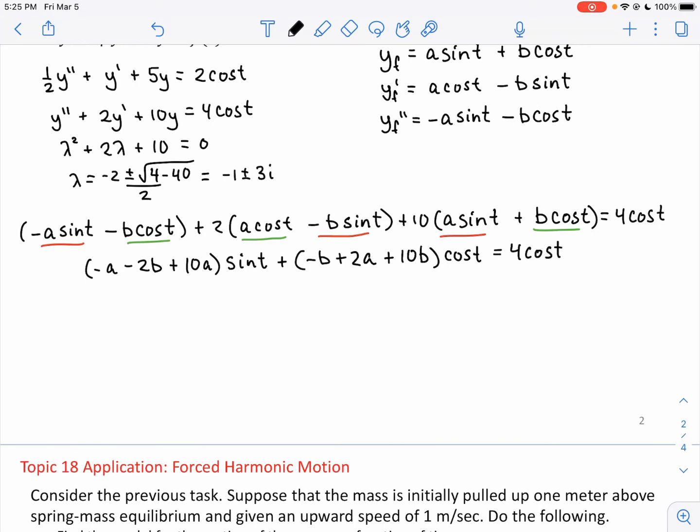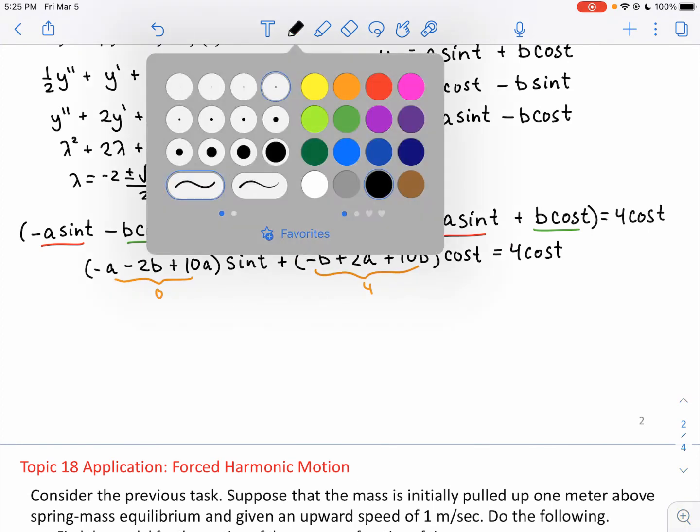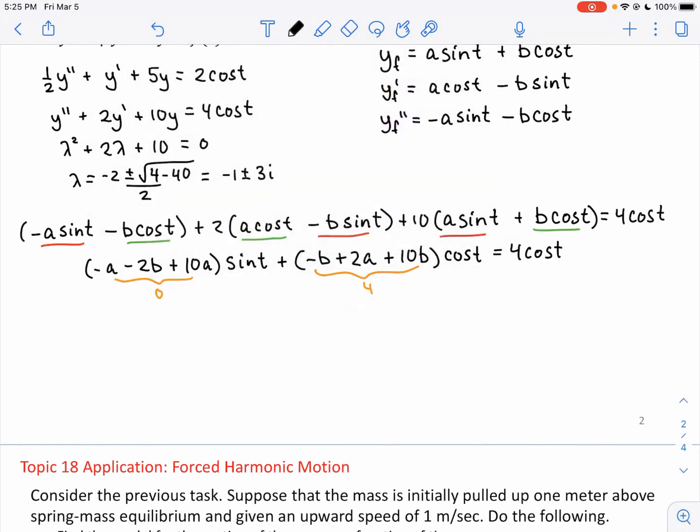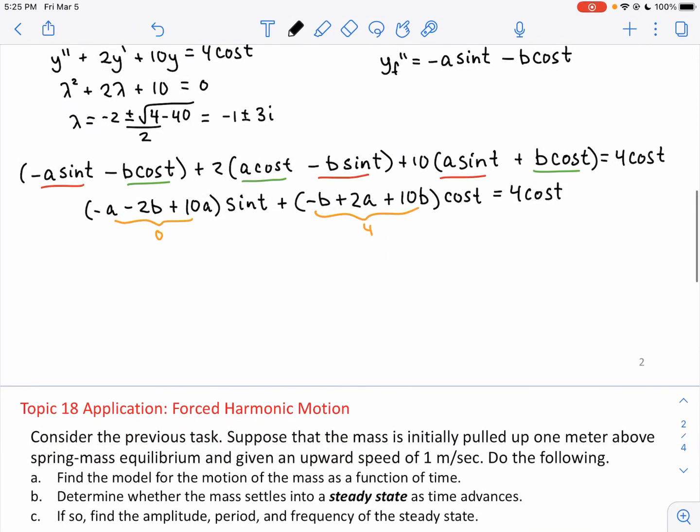So I'm in a position now where I can equate coefficients. We know that there is no sine over here, so that means this part here must be 0. And equating, we have a 4 in front of the cosine, so this part here has to be 4. This is going to allow me to create my system of 2 equations with 2 unknowns. Let's write that system down.